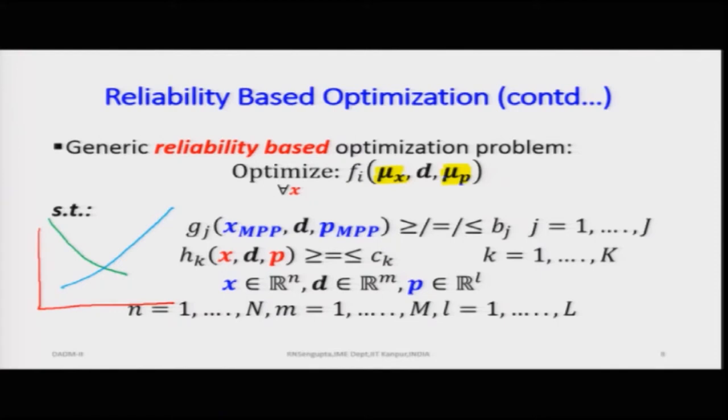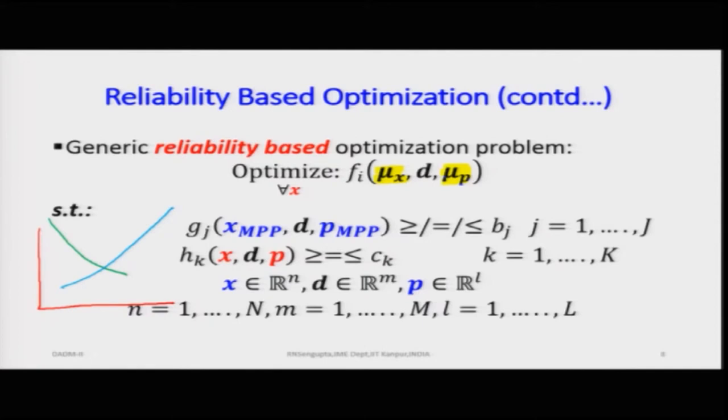D would not have it, because D is basically the deterministic value. Once you solve it, you will find the most probable point and the corresponding x value. Remember one thing: I am trying to differentiate between the blue color and the red color. The red color I will consider the probabilistic part, and the counterpart in the blue would be the deterministic part. But the issue is this x MPP is the most probable point in the U space, while its counterpart here would be the mu x, and the values as it changes per iteration.